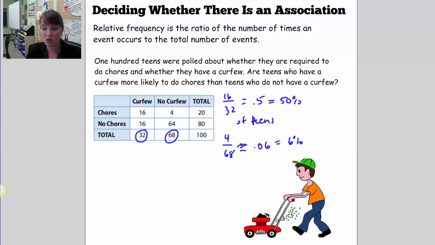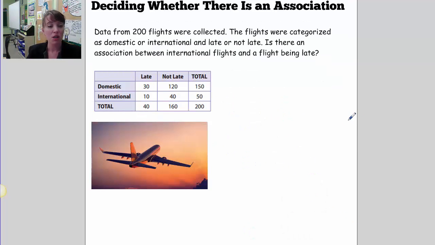All right, let's try our hand at one last question. So data from 200 flights were collected. All the flights were categorized as late or not late, and domestic or international. All right, is there an association between international flights and being late?